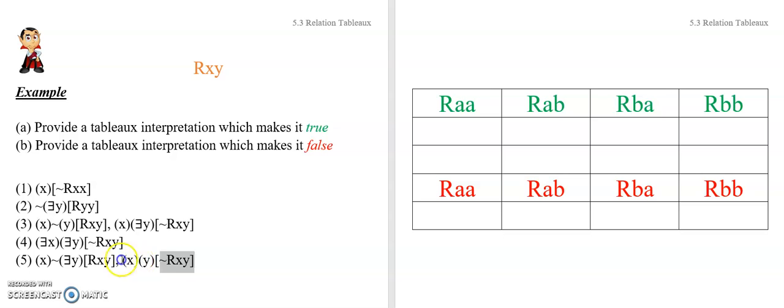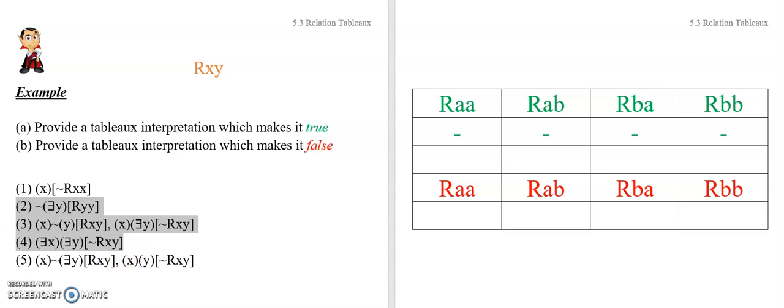Okay, so with that hint, an interpretation that makes it true is going to be one that makes all of these minuses. So everything, both A and B: A doesn't bear R to everything, doesn't bear it to itself, doesn't bear it to B, and B is such that it doesn't bear R to everything. So it doesn't bear R to A, and it doesn't bear R to B, to itself, which is kind of interesting.